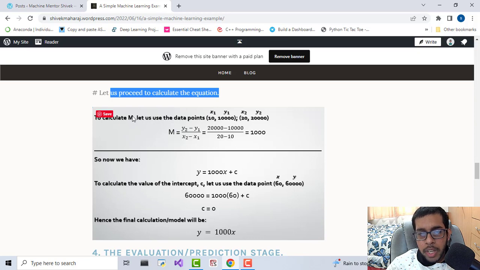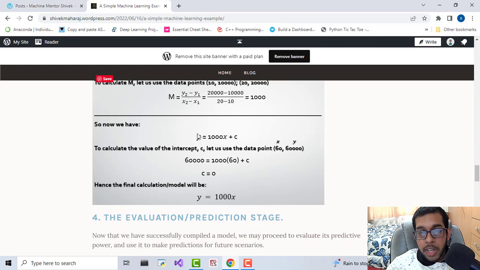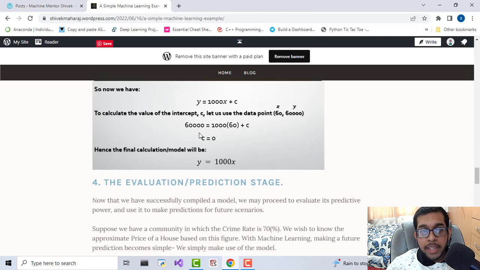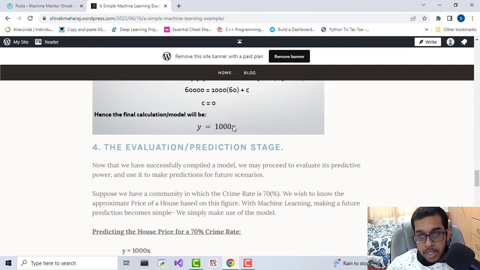So to calculate m, we have the data points 10 and 10,000, 20 and 20,000, and we have done a substitution. So now we have y is equal to 1000x plus c. Next, to calculate the value of the intercept c, we use the data point 60 and 60,000, and that gave us 60,000 is equal to 1000 into 60 plus c. c evaluated to 0. So the final model is y is equal to 1000x.